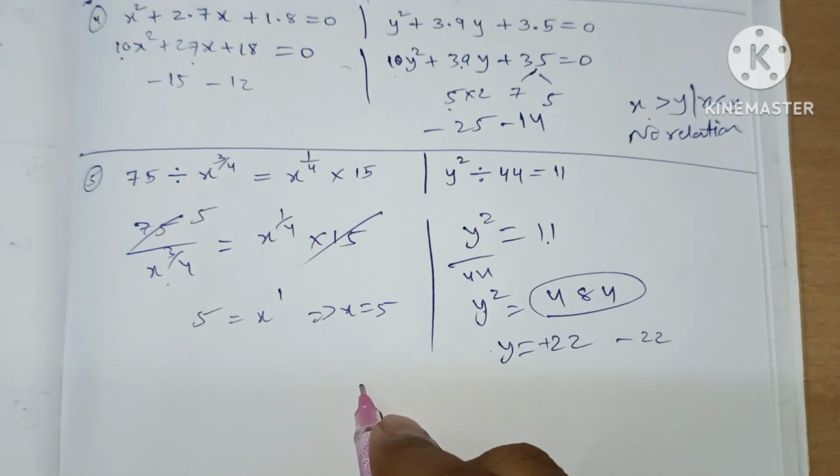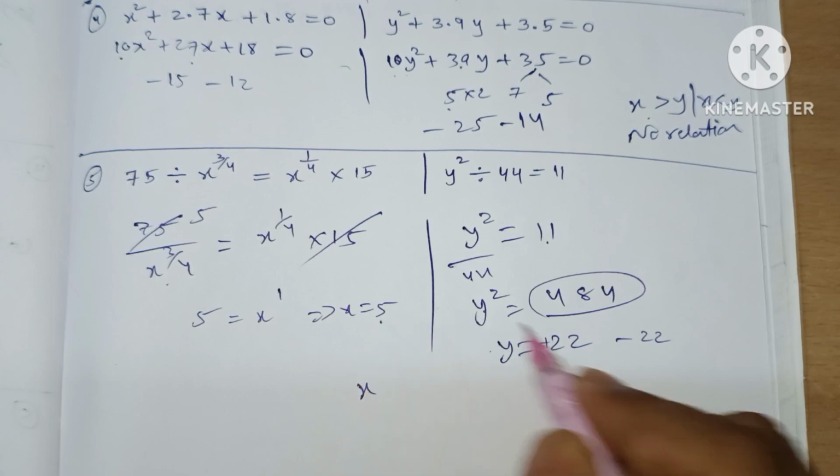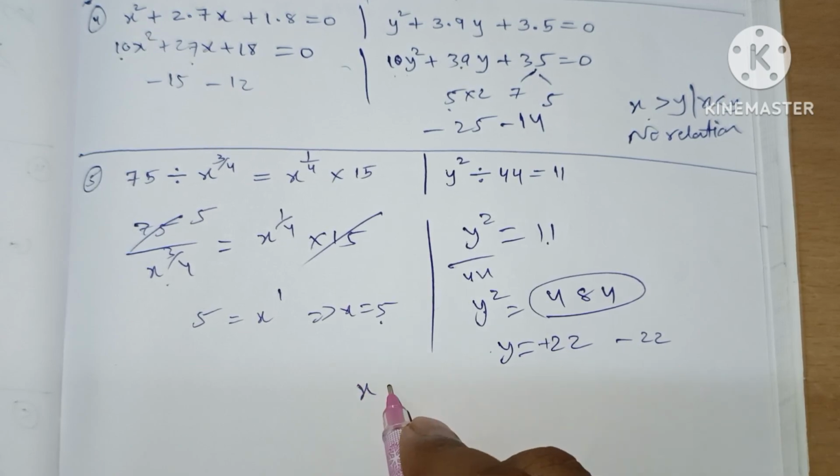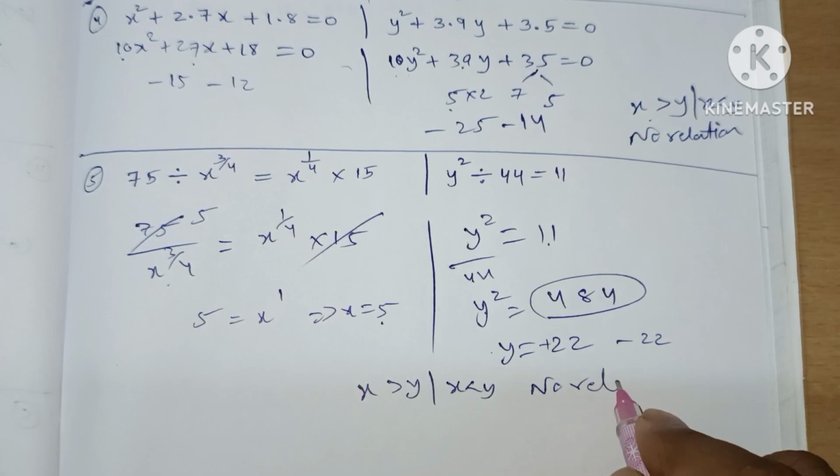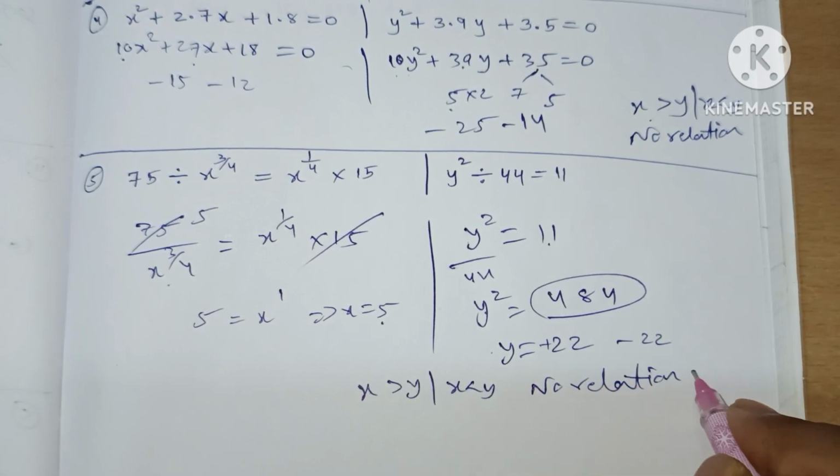Now by comparing these two, it is clear that this 5 comes in between these two numbers. So x is greater than y and x is lesser than y. No relation established in between these two equations.